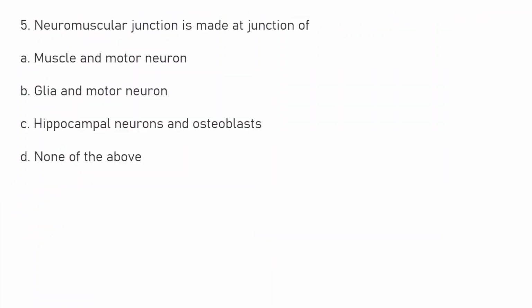So let's move to the next question. Neuromuscular junction is made at the junction of motor neuron and muscle, motor neuron and glia, hippocampal neurons and osteoblasts, or none of the above. I discussed neuromuscular junctions in, I think, the week 6 lecture.